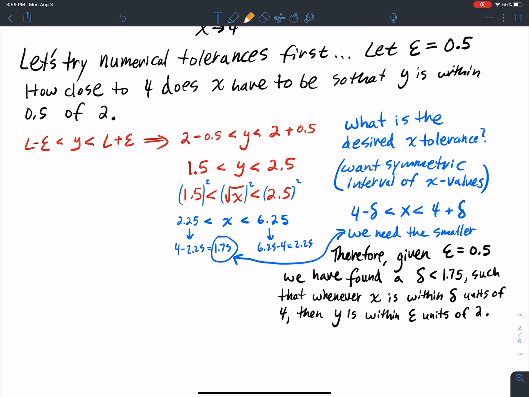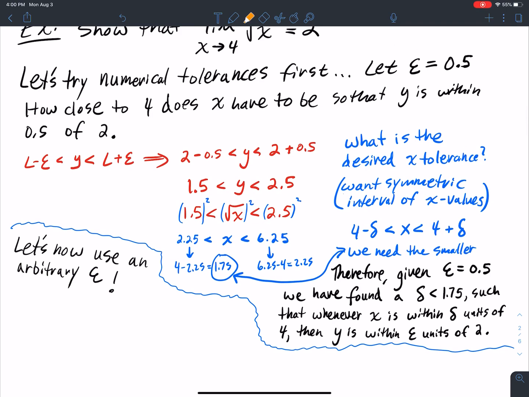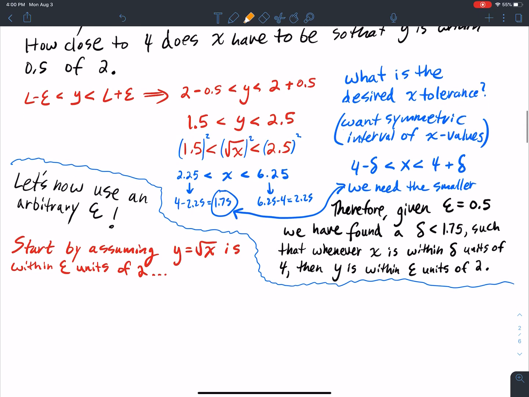Now, what's going to change here? Instead of having some fixed epsilon equal to 0.5, I'm going to make epsilon arbitrary. And not only is it arbitrary, but it's positive and arbitrary, meaning that it can get as small as possible without being 0 or negative. What this does is allow me to get as close to the true limit as I possibly can. Therefore, we can prove that the limit equals that L value. So how do we do this?